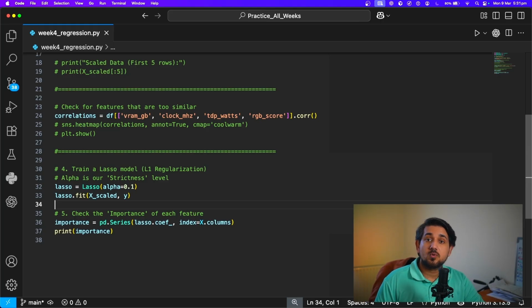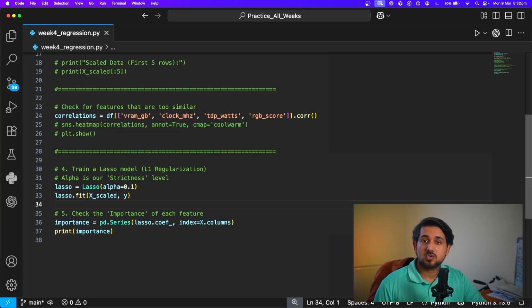Okay, now we're getting to the fun part, the marketing fluff filter. Lasso regularization is like a strict parent for our model. It looks at all the features and says, do you really contribute to predicting price? If not, goodbye. The key here is the alpha parameter. Think of it as the strictness level. A higher alpha is stricter, meaning more features will be zeroed out if they don't really matter. A lower alpha is more forgiving and lets more features stay in the game.